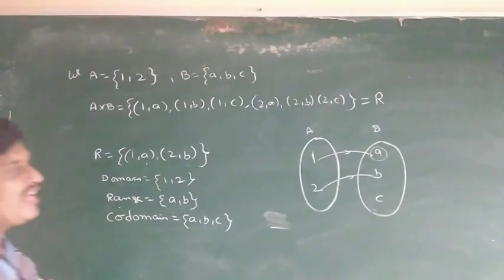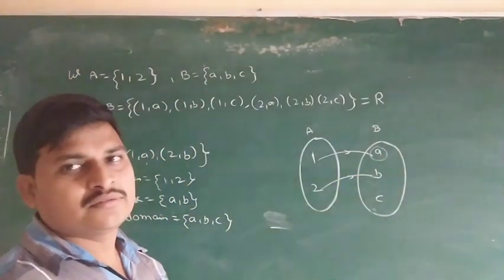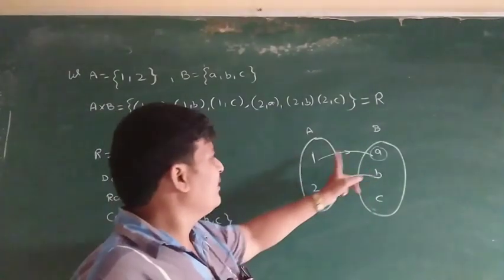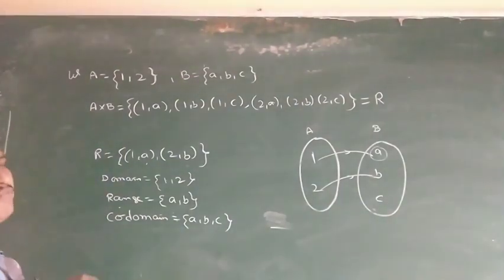Image. What is the image of A? 1 is the image of A. Okay. What is A? A is the image of 1.